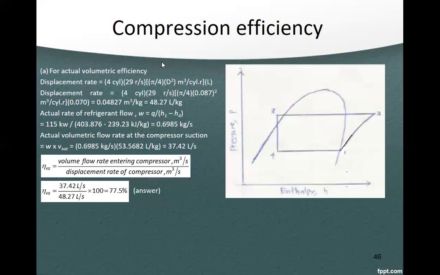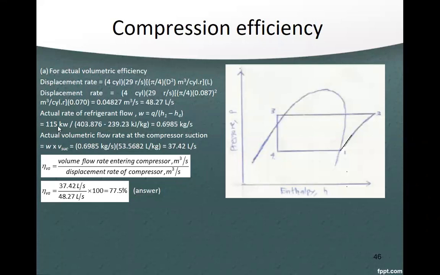Why per kilogram, by the way? Wait, this is not per kilogram. So this is per second. Okay? Per second.